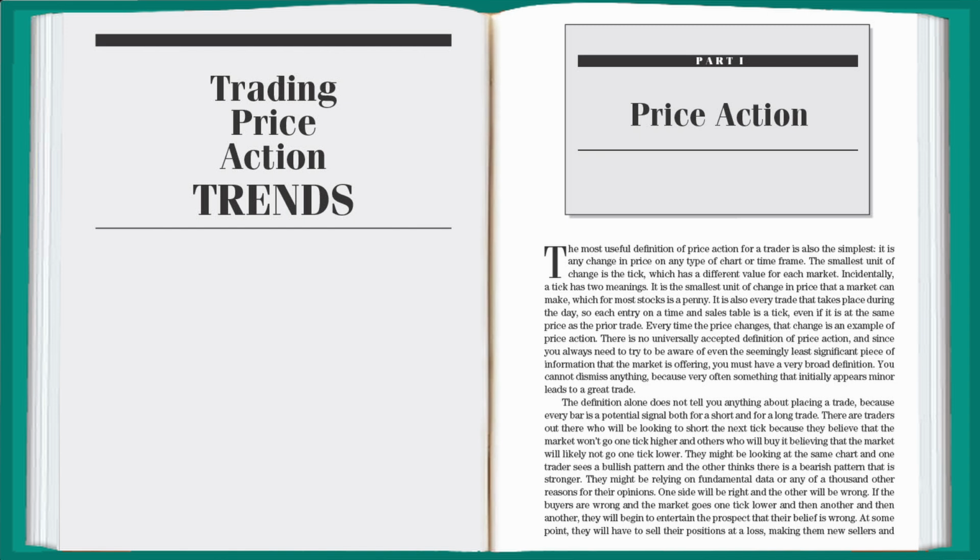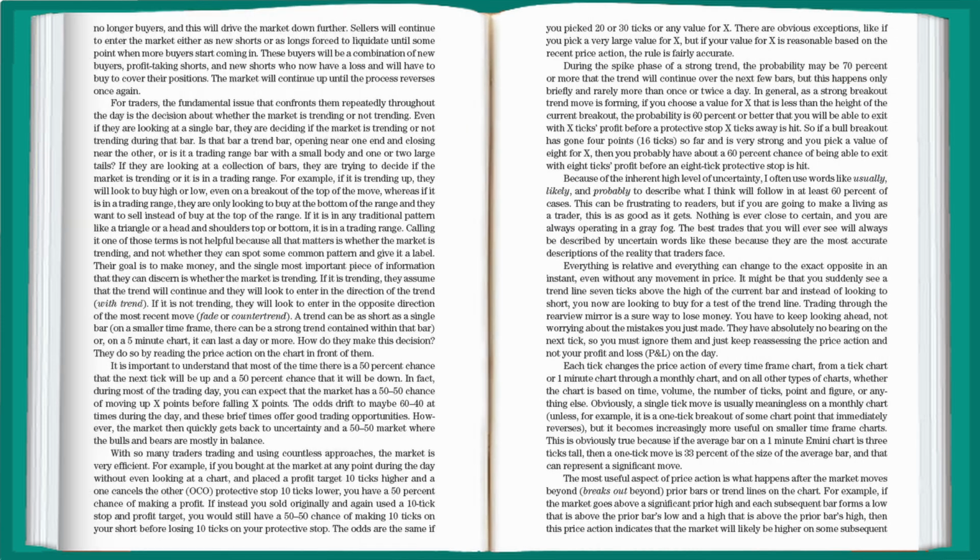If the buyers are wrong, and the market goes one tick lower, and then another, they will begin to entertain the prospect that their belief is wrong. At some point, they will have to sell their positions at a loss, making them new sellers and no longer buyers. And this will drive the market down further. Sellers will continue to enter the market either as new shorts or as longs, forced to liquidate until some point when more buyers start coming in. These buyers will be a combination of new buyers, profit-taking shorts, and new shorts who now have a loss and will have to buy to cover their positions. The market will continue up until the process reverses once again.